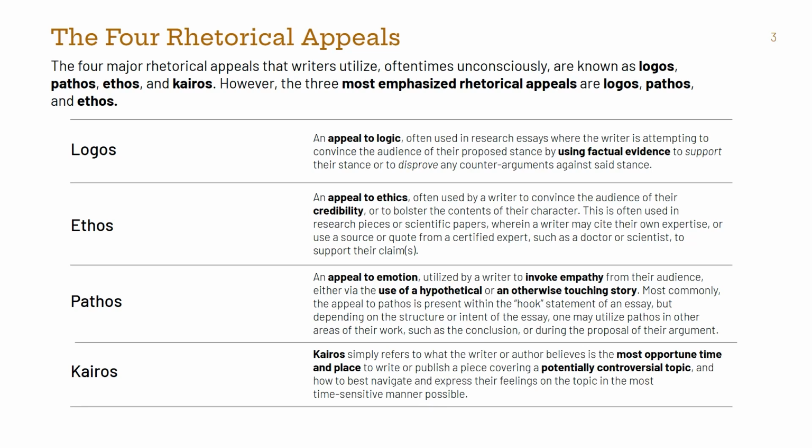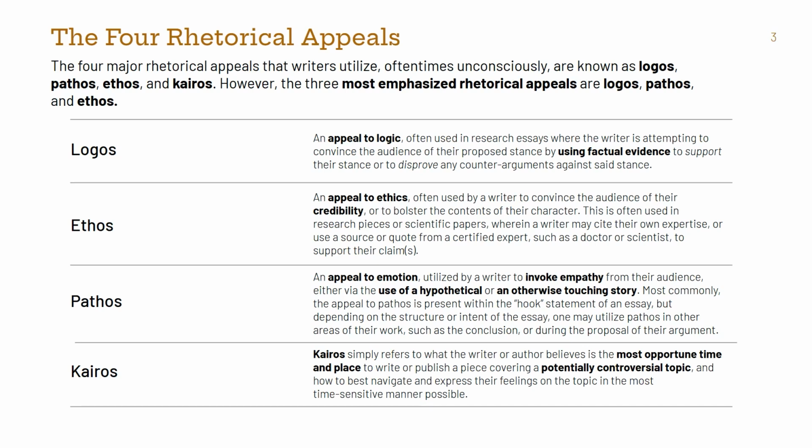Ethos is an appeal to ethics, often used by writers to convince the audience of their credibility or to bolster the contents of their character. This is often used in research pieces or scientific papers, wherein a writer may cite their own expertise or use a source or quote from a certified expert, such as a doctor or scientist, to support their claims.